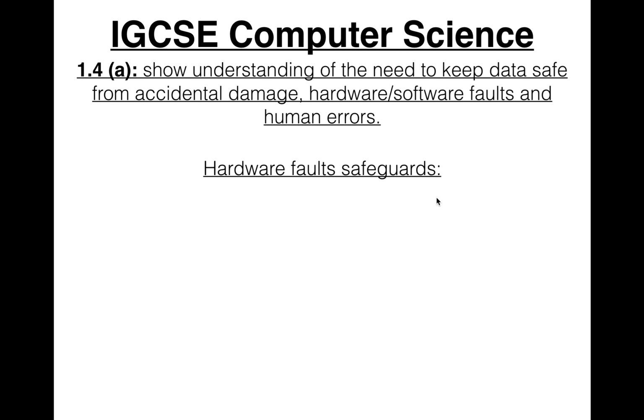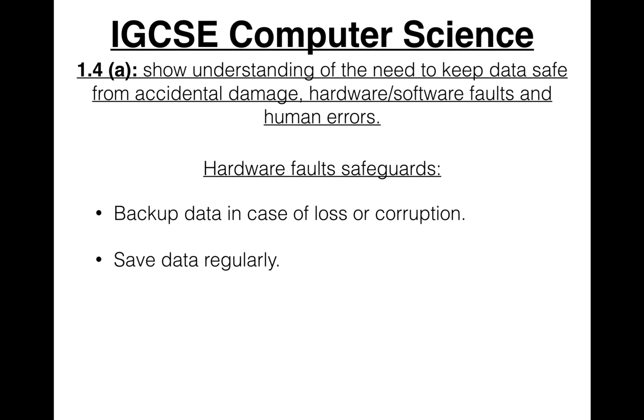Hardware faults safeguards. A hardware fault is a fault in the hardware, such as a head crash on a hard disk drive. So it's important that you can save your data in case this happens. So again, backup data. It's good if you do that. Save data regularly, same point that we had last time.